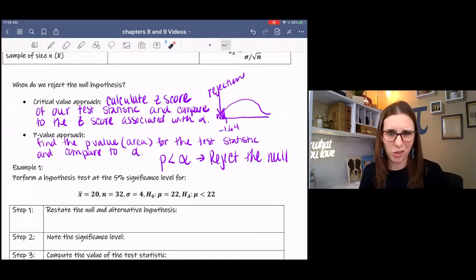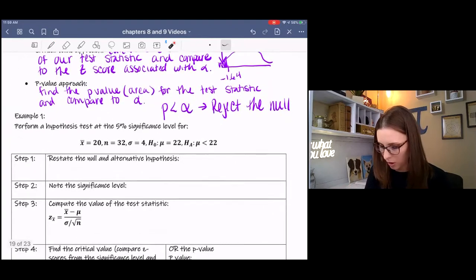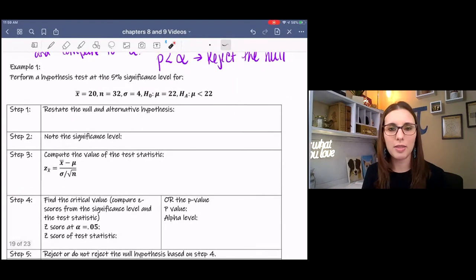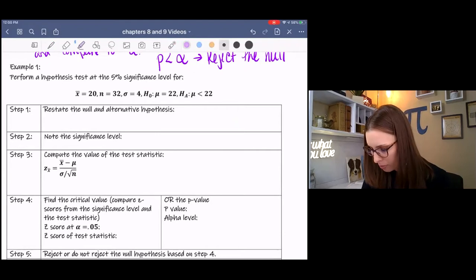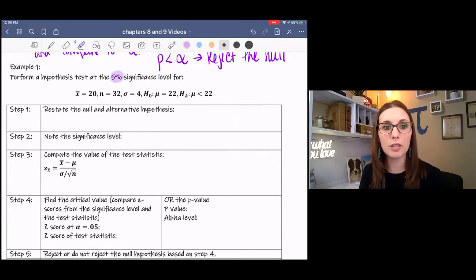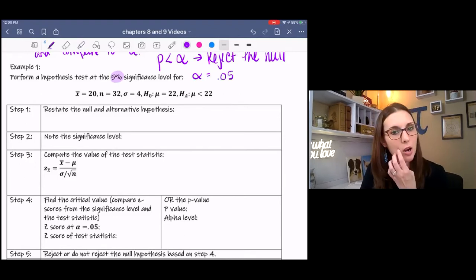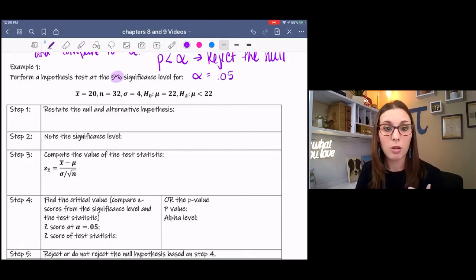You could do both to check your answer, but you just pick one. So I have an example here. We're going to perform a hypothesis test at the 5% significance level. So this provides, that is our alpha. Our alpha is 5%, which is 0.05. And that's going to help us make our decision because it's going to provide that cutoff point.